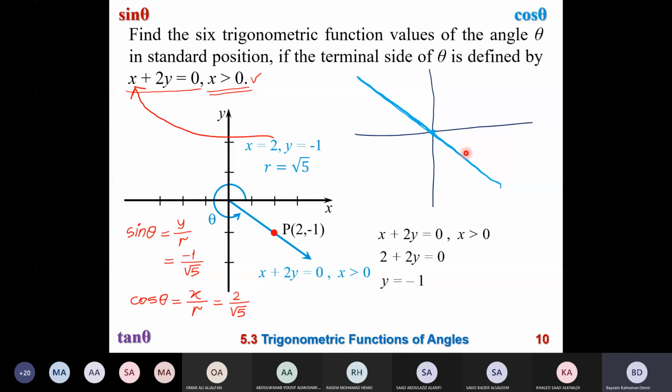Now, Shabab, we have two parts. Is this the terminal side, or is this one the terminal side? Which one am I going to take? The second part, because we have a condition, x is greater than 0. If you take this side as the terminal side, then on this side x is negative, right? So you cannot choose this side. We have to choose the side which is in quadrant 4.